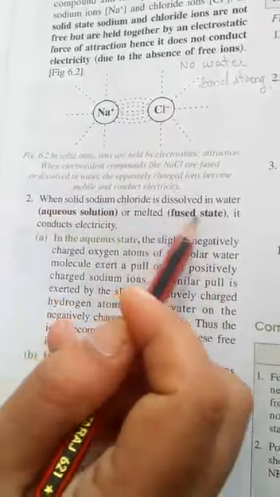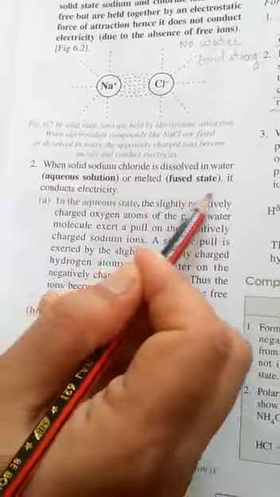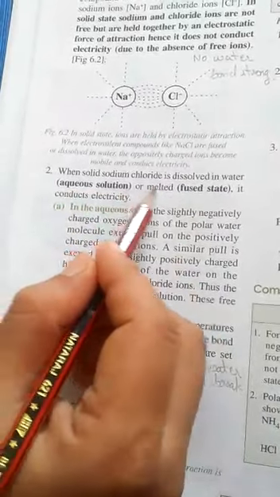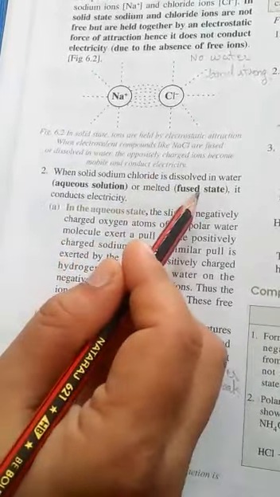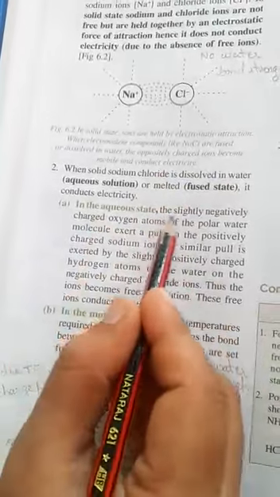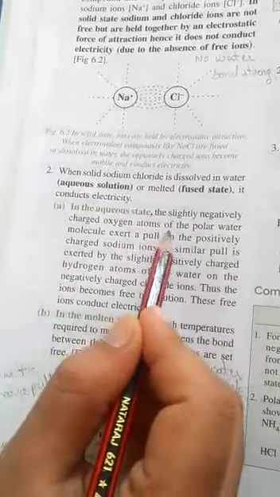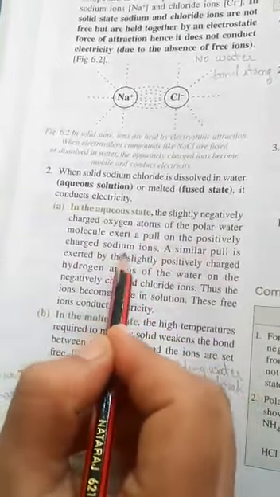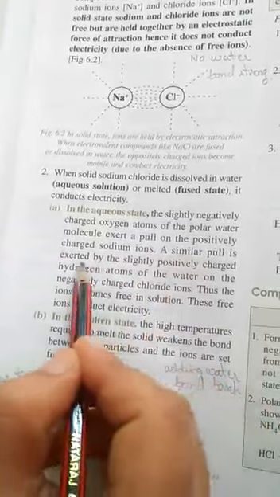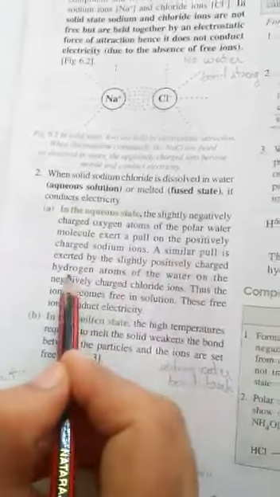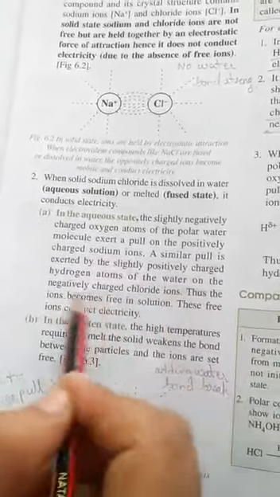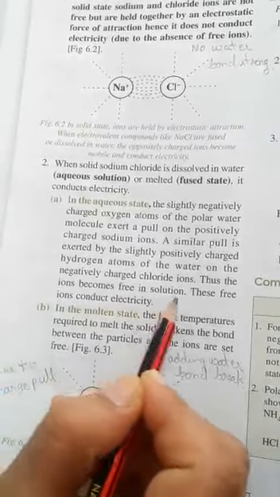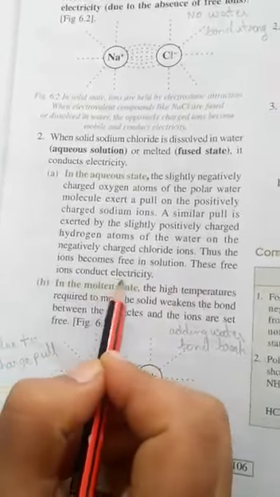When sodium chloride is dissolved in water, in aqueous solution, or melted, in the fused state, it conducts electricity. So when we add water, the ions become movable and they conduct electricity. In the aqueous state, the slightly negatively charged oxygen atom of a polar water molecule exerts a pull on the positively charged sodium ion. A similar pull is exerted by the slightly positively charged hydrogen atom of water on the negatively charged chloride ion. Thus the ions become free in the solution, and the free ions conduct electricity.